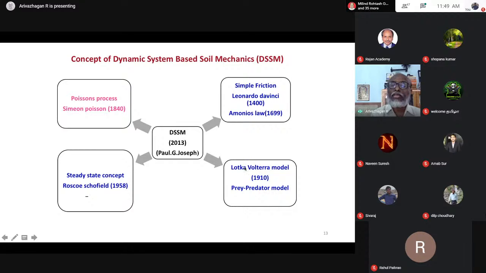Then another one is a famous biological model, the Lotka-Volterra model, or prey-predator model, in 1910. These are the four main phenomena, concepts or physical basics behind dynamical system-based soil mechanics. Now I am going to see the four individually, one by one. After that, how we can combine all four factors into soil mechanics, that is soil deformation, and how the model can be formulated. So we go one by one.